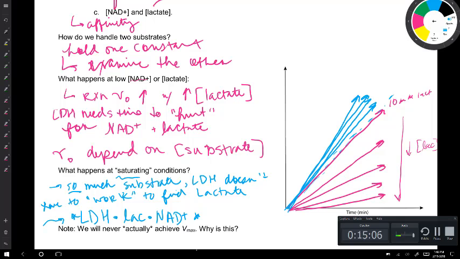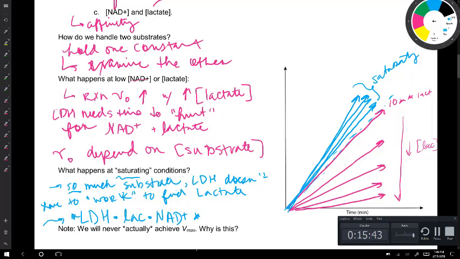So it's not possible to fill up the enzyme with any more substrate, so it can't go any faster because it's going to be limited by the turnover of the rate determining step, rather than how long it takes the enzyme to actually find the substrate and the cofactor. And so that's why we call this saturating conditions, because the active site of LDH is saturated. It can't be any more filled with substrate and cofactor.